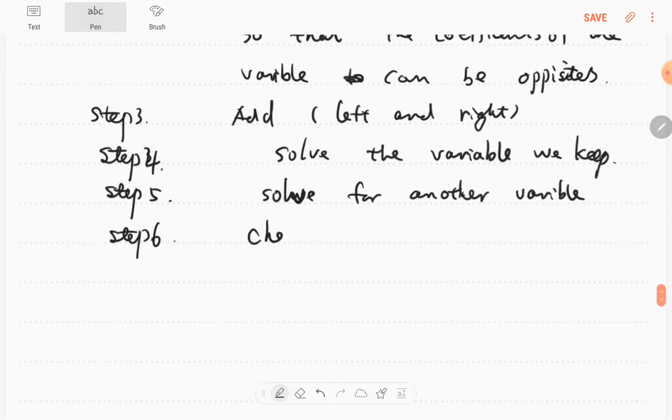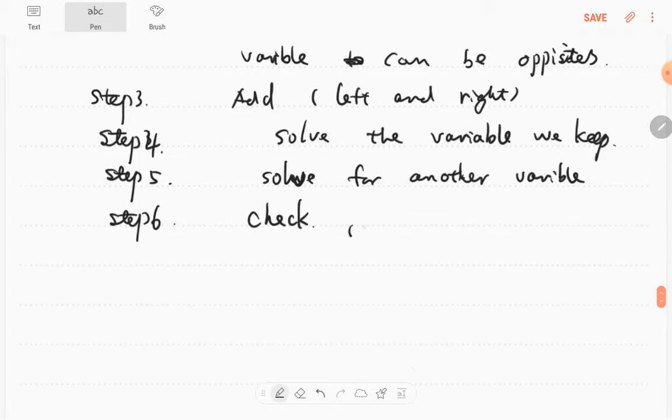So the last step is to check our answer. So check our answer in both equations. We could not just check one, right? We should check the first one and the second one. Okay, so that's all for the addition method to solve the system of linear equations.